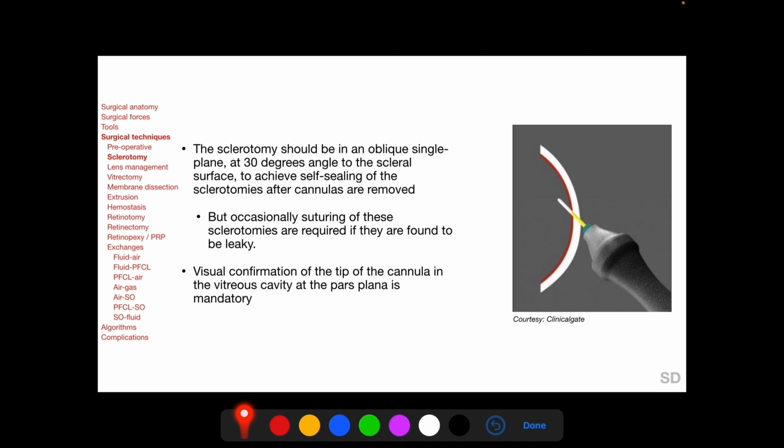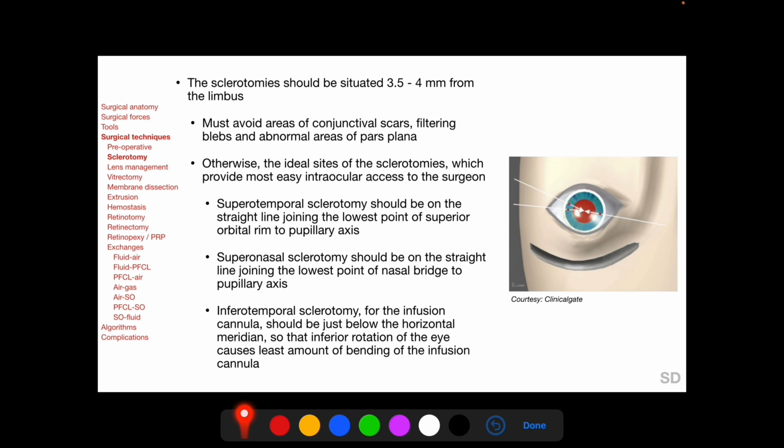And as we have mentioned, it is essential to confirm visually that the tip of the cannula, particularly the infusion cannula, has entered the vitreous cavity through the pars plana epithelium. The sclerotomy should be situated 3.5 to 4 mm posterior to the limbus in the region of the pars plana to avoid injuring the retina and the crystalline lens or an intraocular lens, and must avoid areas of conjunctival scars, filtering blebs, and abnormal areas of pars plana.